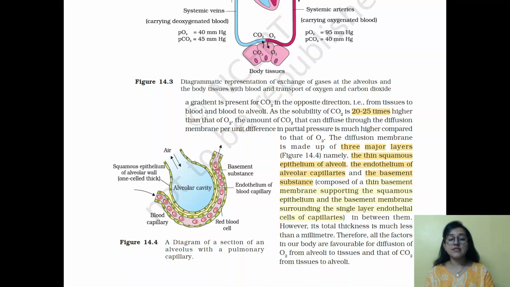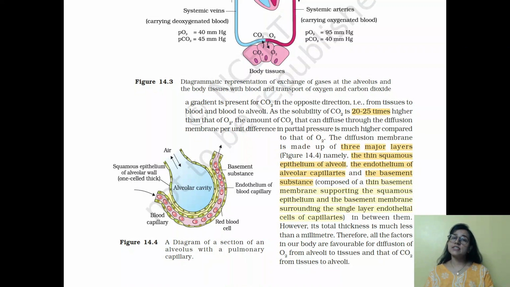In between them, however, its total thickness is much less than a millimeter. It's about 0.5 to 1 micrometer, the total thickness of this diffusion membrane. Therefore, all the factors in our body are favorable for diffusion of oxygen from alveoli to the tissues and that of carbon dioxide from tissues to the alveoli.